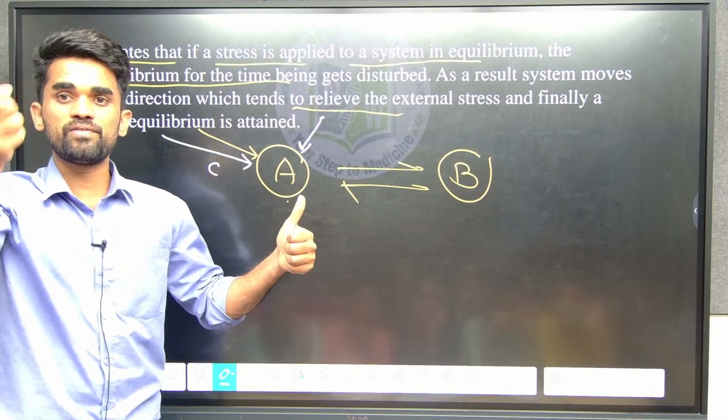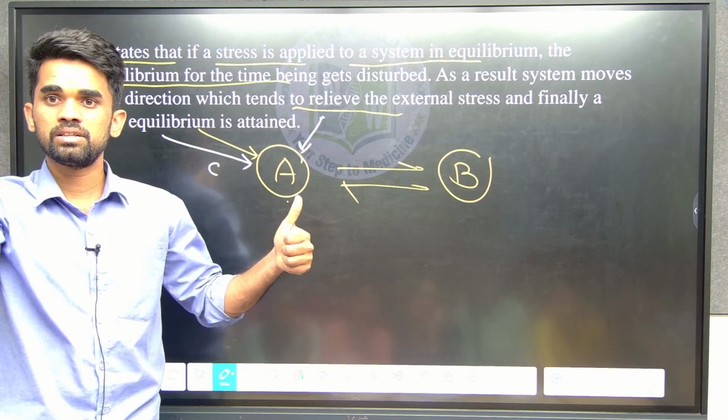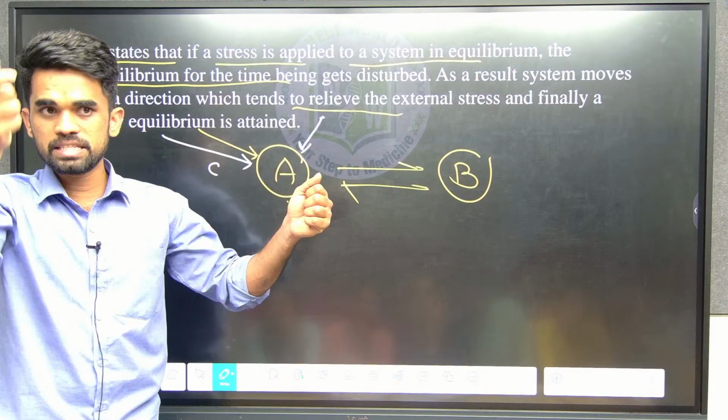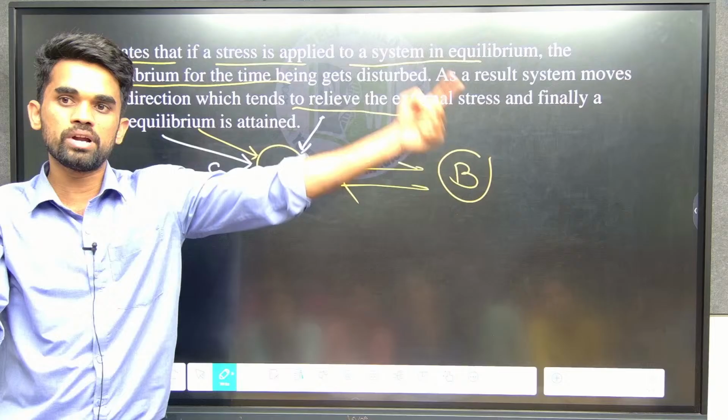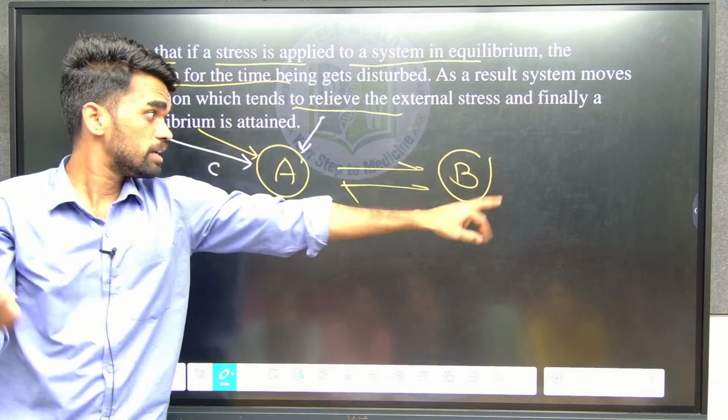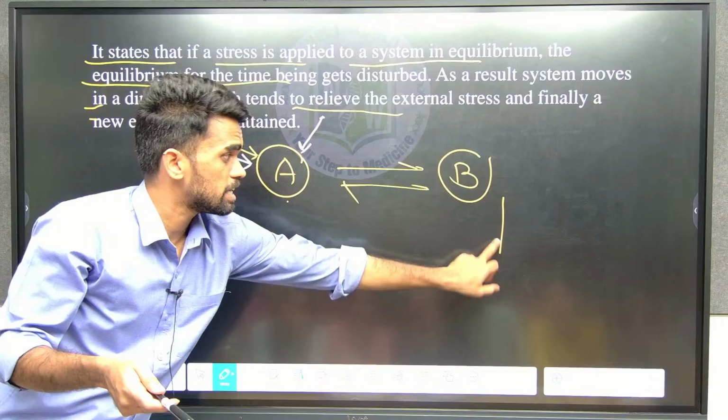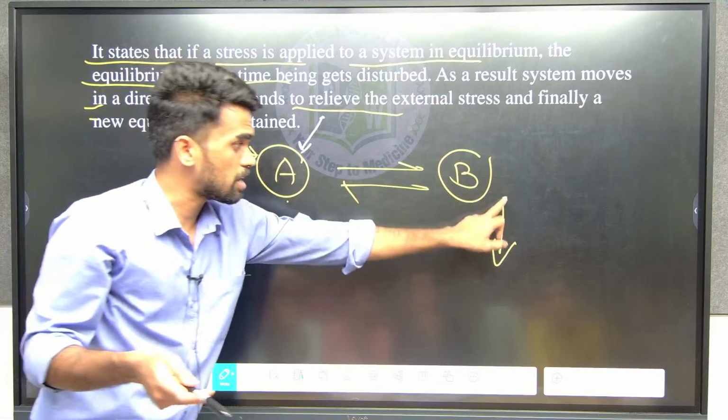Increase in the concentration of reactants favors forward. Decrease in the concentration of reactants. Decrease in the concentration of products, forward. Decrease in the concentration of product.